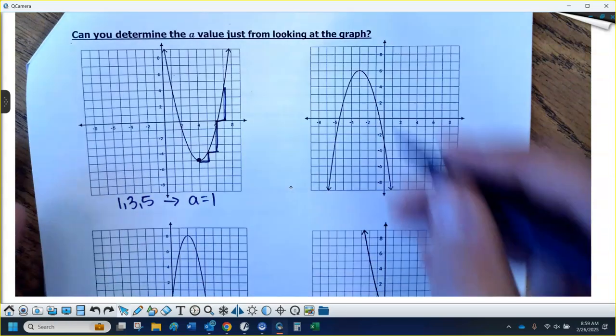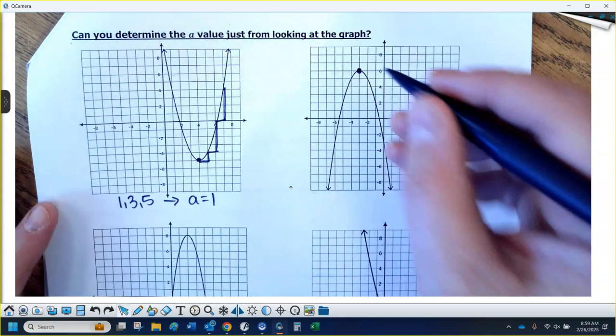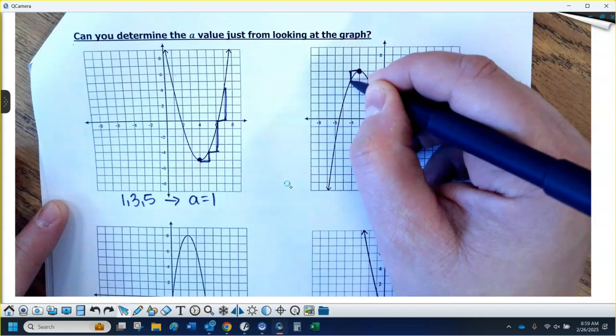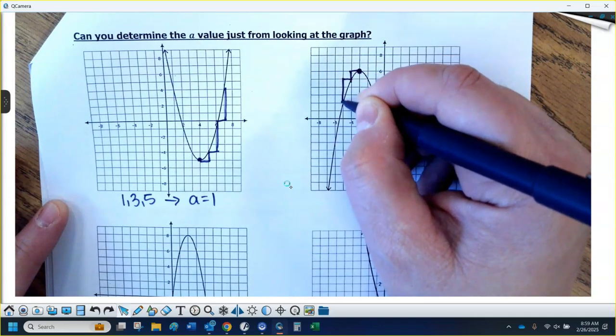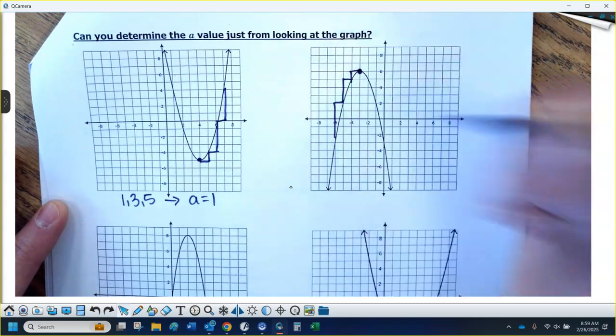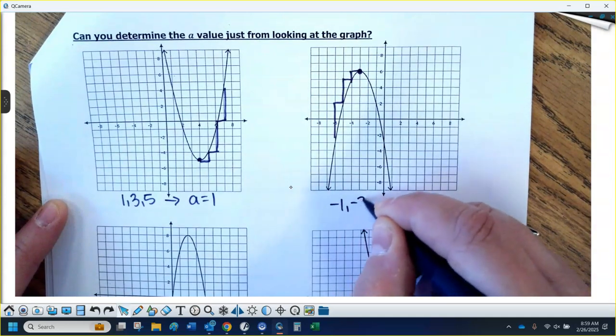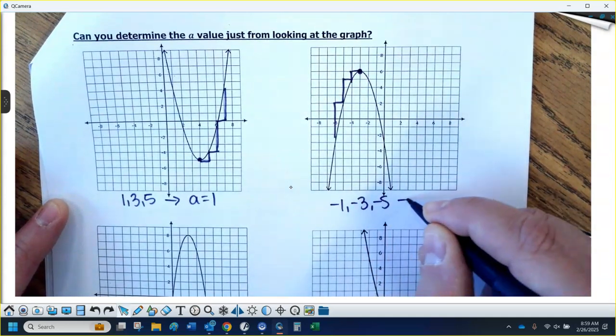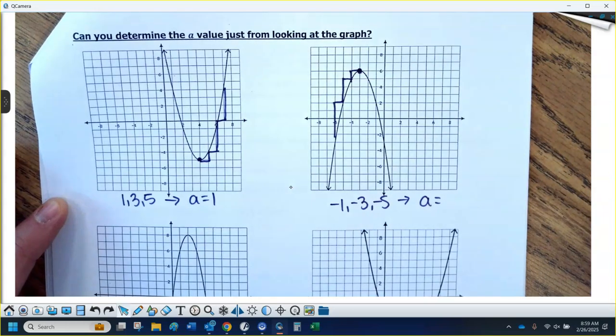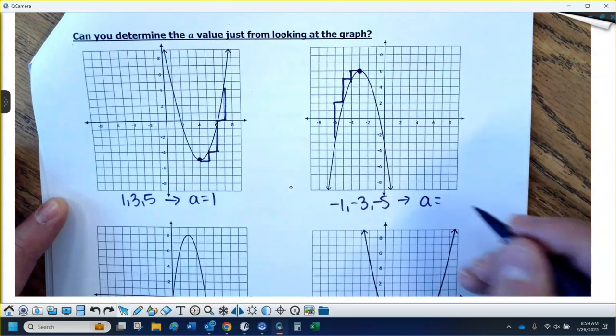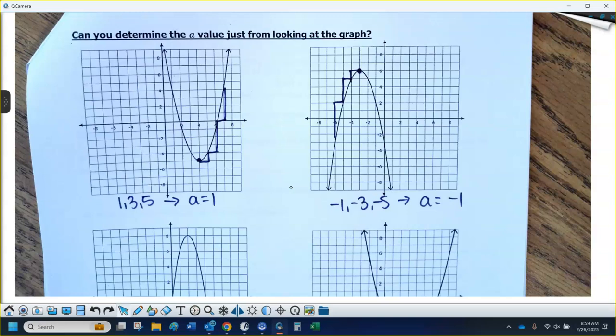Like if I look here, here's my vertex. I'm going over 1, down 1, over 1, down 3, over 1, down 5. So this would be -1, -3, -5. If that's my pattern, what's my A value? -1. If it flips upside down, you know it has to be negative. If it goes right side up, it has to be positive.